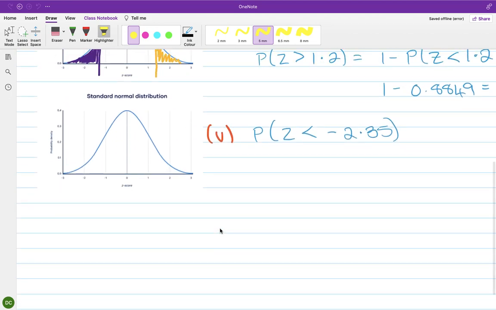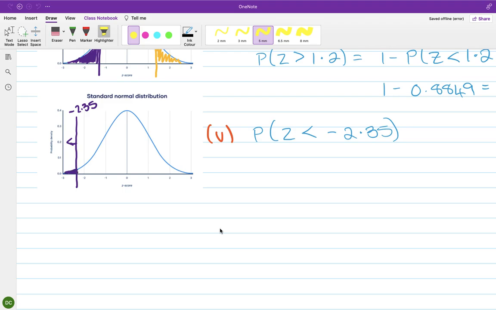Okay, so less than minus 2.35, that's way over, so minus 2.35 is about there. Sorry, I'm just going to do it in purple. There. And we want to be less than that, which is on this side, so it's like this teeny little section here.